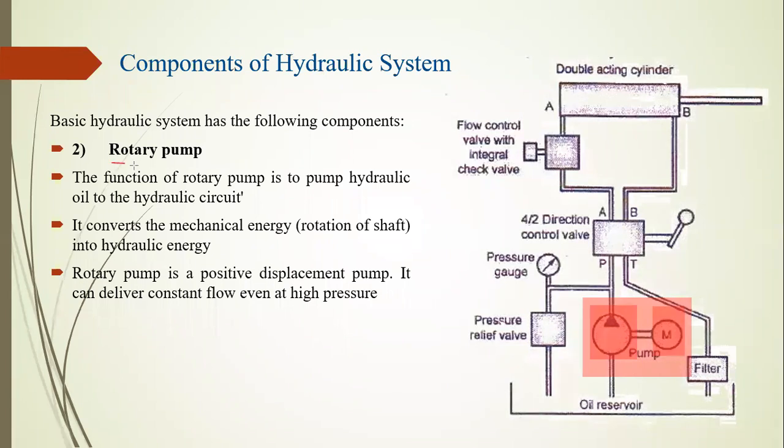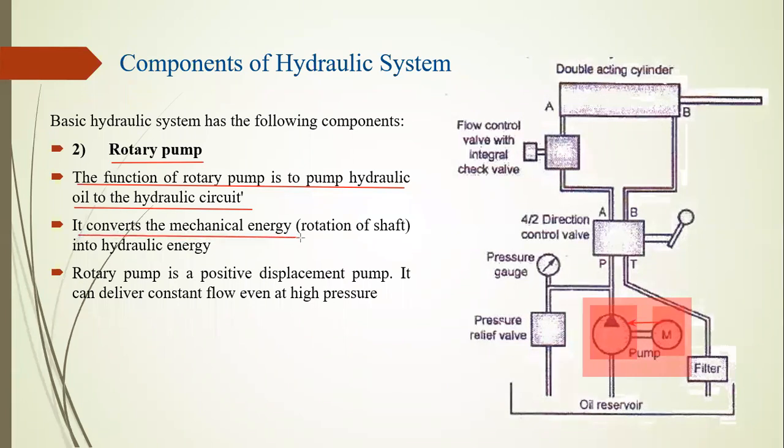Next, we will discuss the rotary pump. We use a rotary pump to flow oil from the oil reservoir to the hydraulic circuit. The function of the rotary pump is to pump hydraulic oil to the hydraulic circuit. Oil is sucked from the oil reservoir and pressurized in the hydraulic pump, and then this pressurized oil is transferred to the hydraulic circuit. The pump is given rotation by the hydraulic motor. Here the hydraulic motor gives the rotational RPM to rotate the pump.